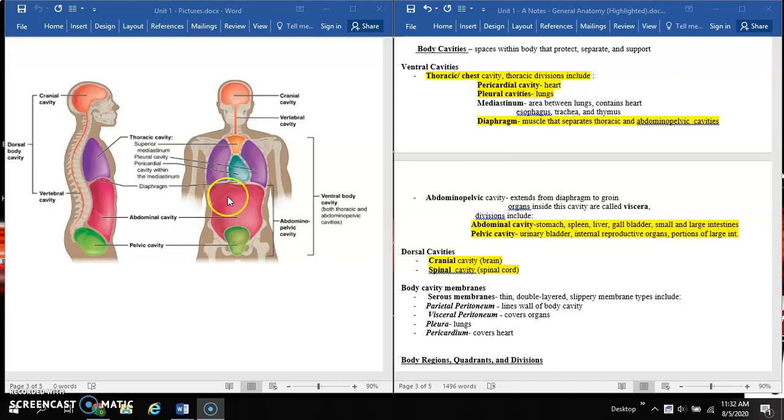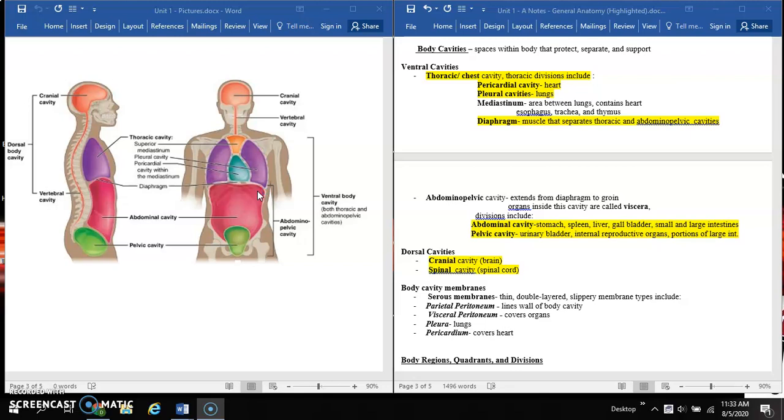Now, the next cavity is the abdominopelvic cavity here. That's the combination of the abdominal cavity and the pelvic cavity. And once again, there's no structural separation between the two. It's just all one big cavity. The abdominal cavity houses a good many of your organs. It has both the small and large intestines. It has the stomach, the liver, the gallbladder, the spleen, the kidneys. All of these are located there in the abdominal part of it.